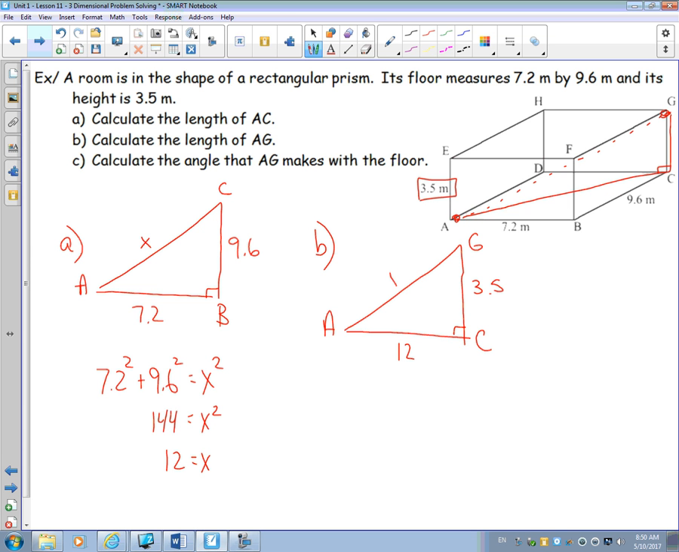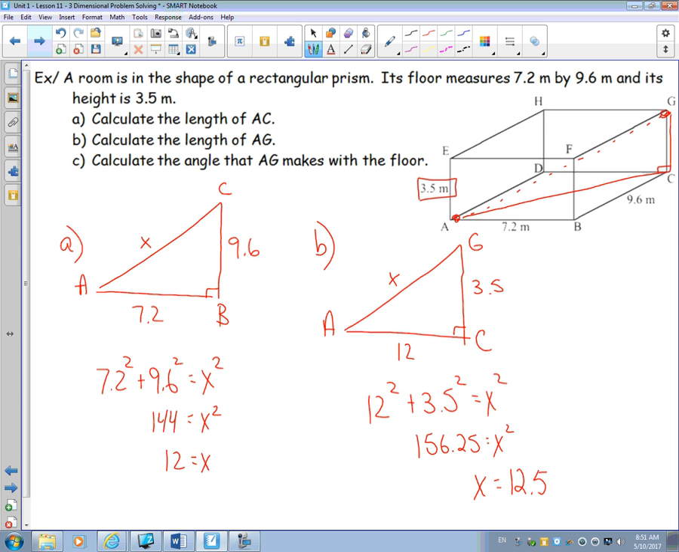I want to find x again. Isn't that just another Pythagoras question? So I can do 12 squared, a squared plus b squared equals c squared again. No big trick there. If I put those into my calculator, I get 156.25, and if I square root that one, I get 12.5.